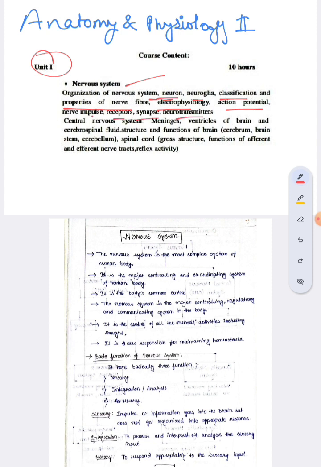Here, neuron is mainly asked in 2 marks, but if they want, they ask in 5 marks also. Then important is classification and properties of nerve fiber. They ask rarely, but if they want, they ask in 5 marks. Then synapse and neurotransmitter is the important part. So let's see the nervous system.